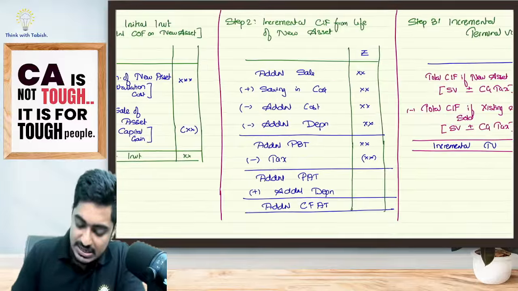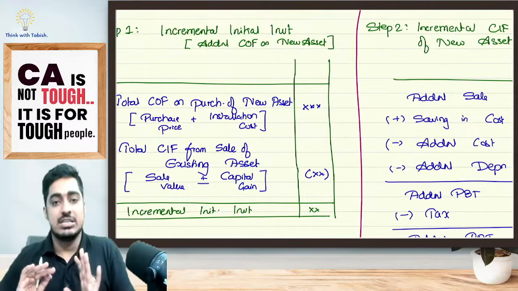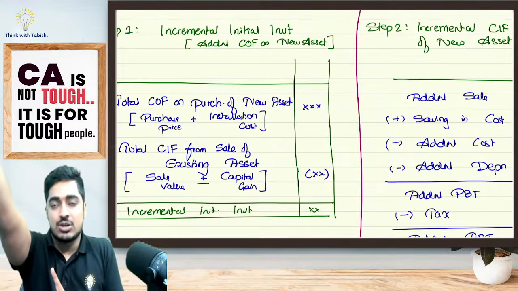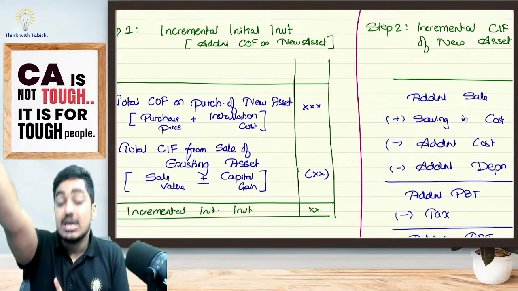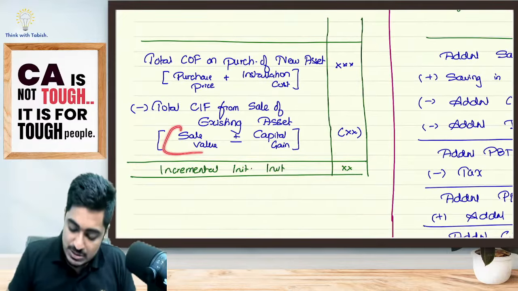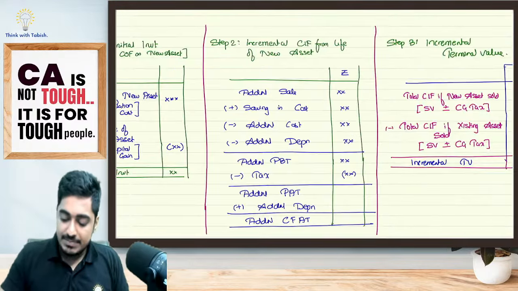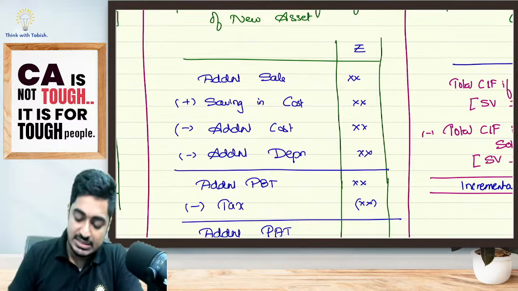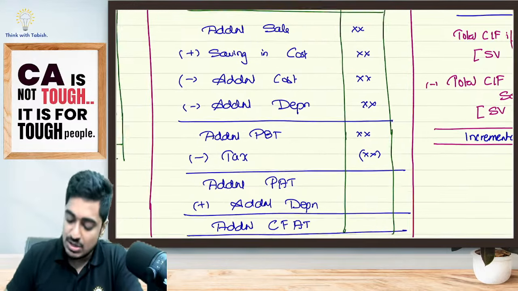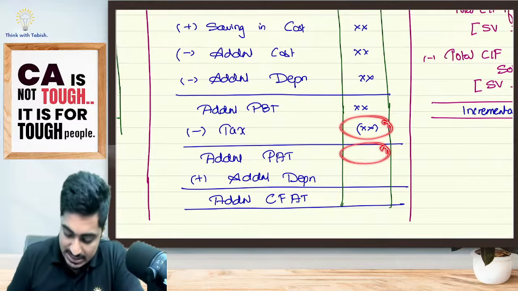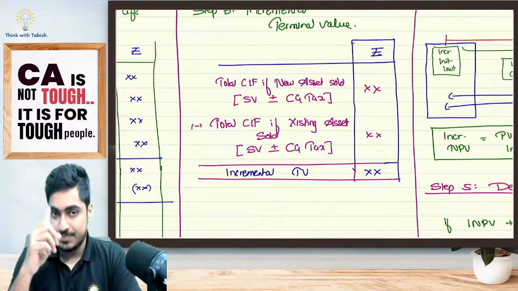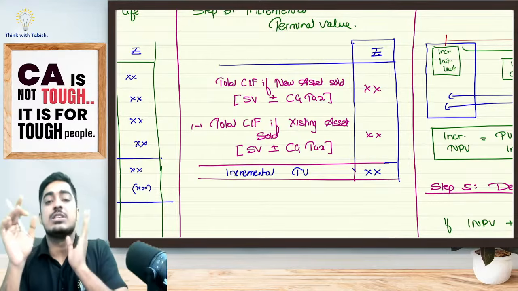Look at this, I have written everything in a detailed way. Step 1, incremental initial investment. For the new asset, how much extra investment do I have to pay? First, for the new asset, the total cash outflow I am paying is the purchase plus installation cost. But by selling the existing asset, I will be getting some money as well, so minus the total cash inflow, which is sale value plus or minus capital gain. This I got. Then during the life, how much extra benefit am I getting? Extra sales plus savings in cost minus additional depreciation gives me additional profit before tax. On this pay tax, and you get additional profit after tax. Add the additional depreciation, and you get cash flow after tax. Then incremental terminal value. Terminal value is nothing but sale value plus or minus capital gain.